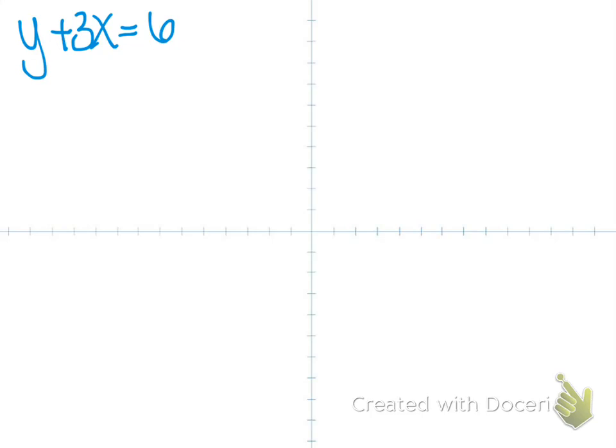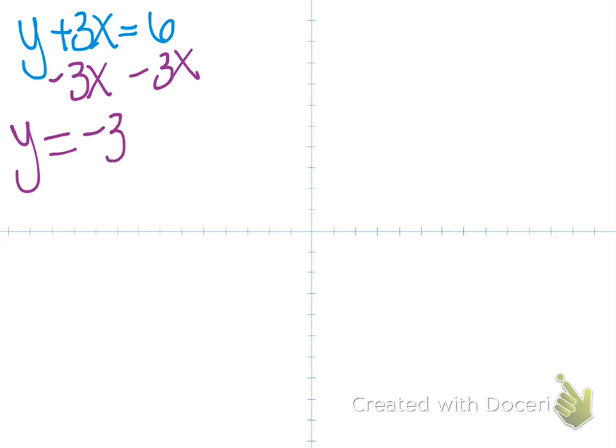Now in this example, y plus 3x equals 6, you'll notice that the y is not by itself. So we have to start by taking 3x away from both sides. Now I can't actually combine negative 3x and 6 because they're not like terms. So we're just going to leave it as negative 3x plus 6.